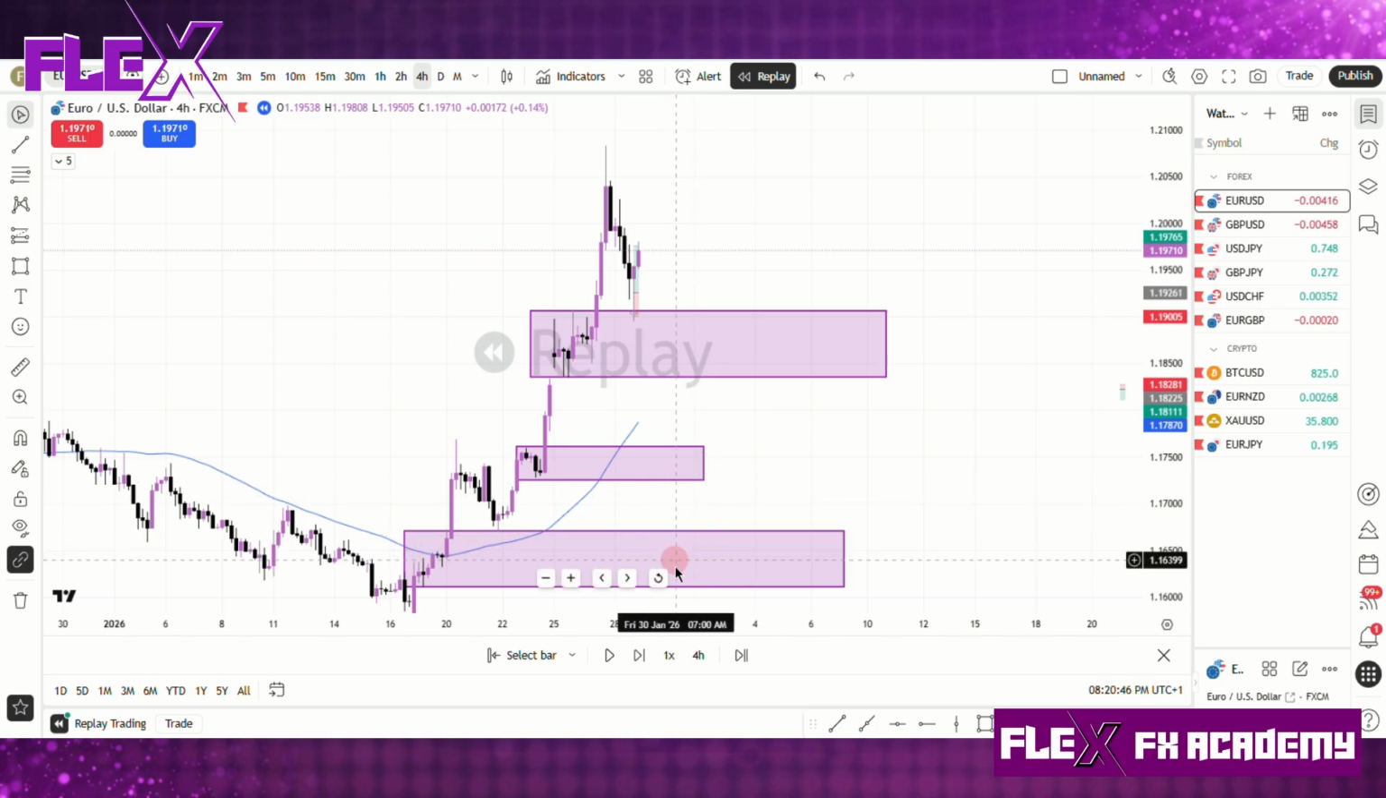Now this last zone is a zone that is not certain. It is a zone that I will not recommend, though the tap was not deep.